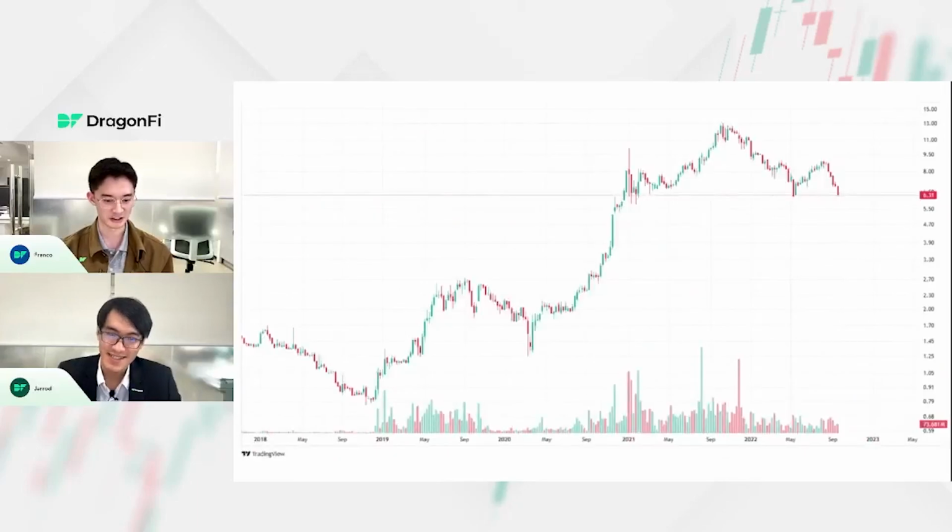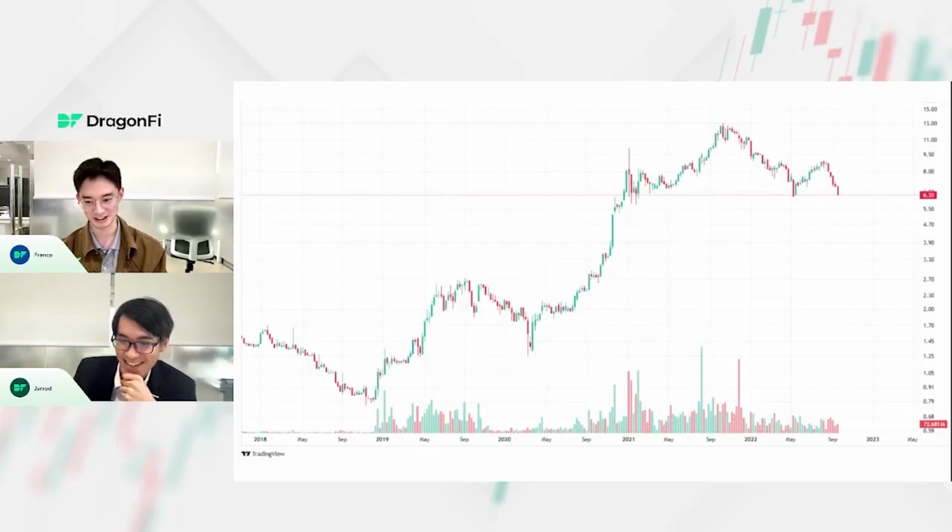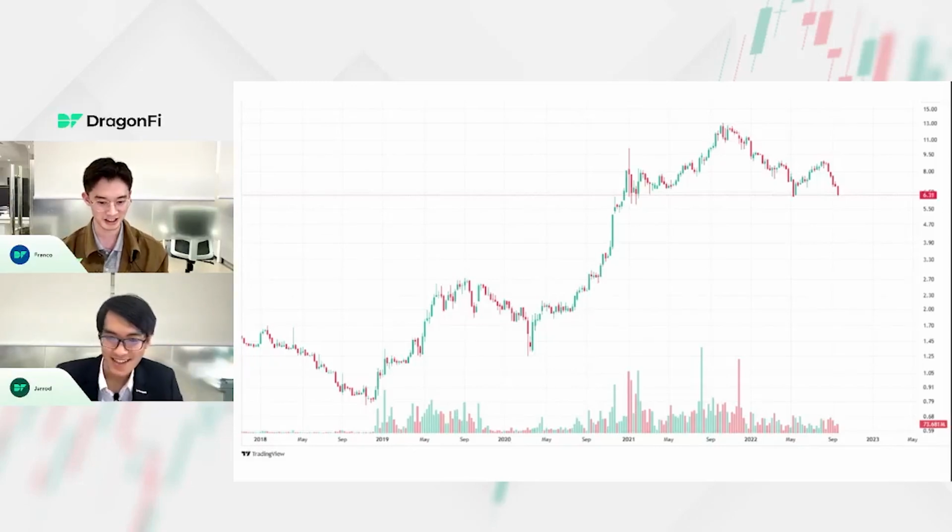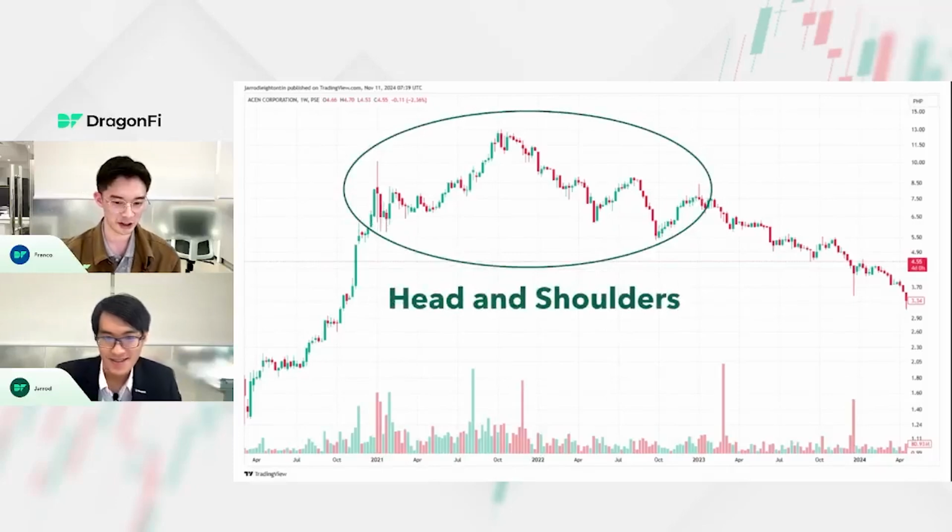All right, last example. Ano kaya to? What is it? All right, I haven't seen the right answer. Oh, there. I saw that there. There are many people who got the right answer. Yes, it is a head and shoulders pattern of ASEN Corporation back in 2022.